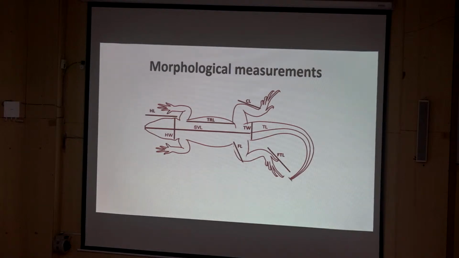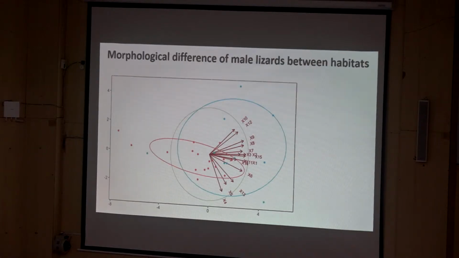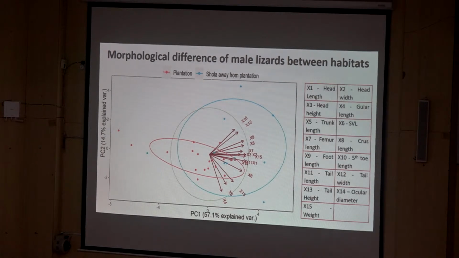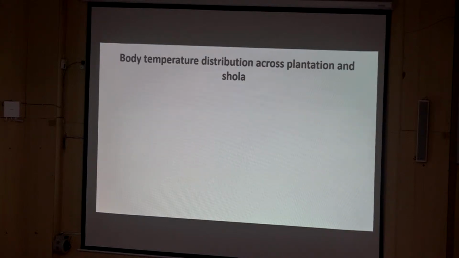Other than body condition, we also measured morphological measurements like snout-vent length, head width, head length, trunk length, tail length, etc. And we compared the morphological variables of the males between the habitats, and it was found that there is not much difference in morphology between the habitats. Every time we encountered a lizard, we took the body temperature, substrate temperature, and atmospheric temperature of the lizard using a thermometer.